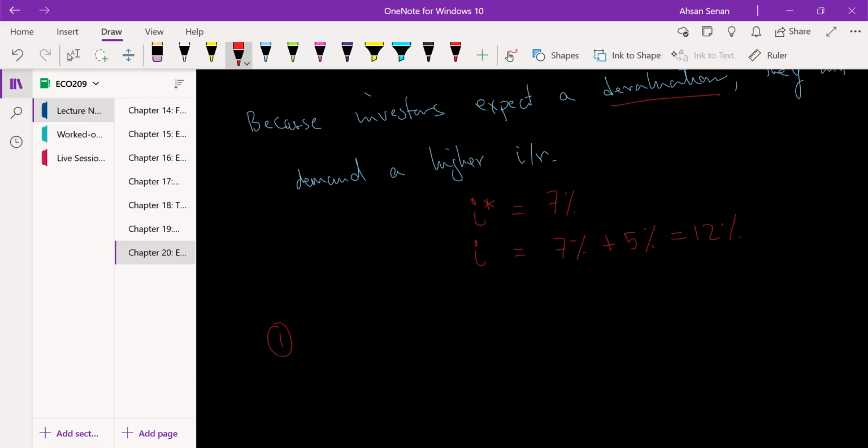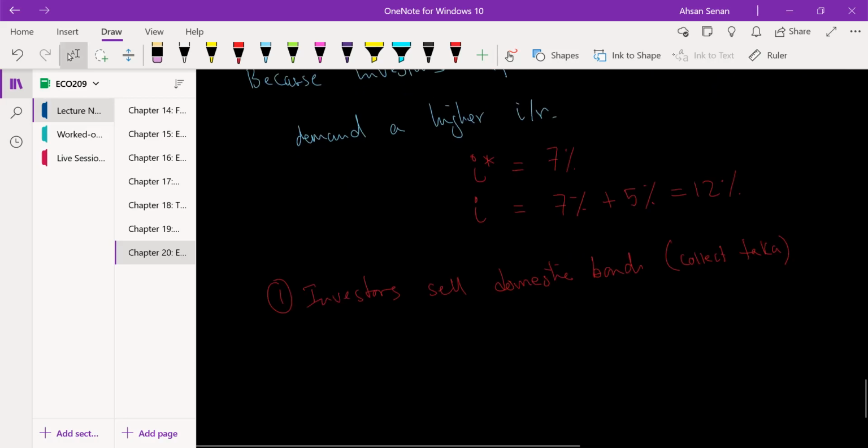First thing, investors sell domestic bonds. Of course, by domestic, in this example, let's say Bangladeshi bonds. Both investors from Bangladesh and from other countries will sell Bangladeshi bonds, and they will collect taka, right? When you sell Bangladeshi bonds, you earn taka.